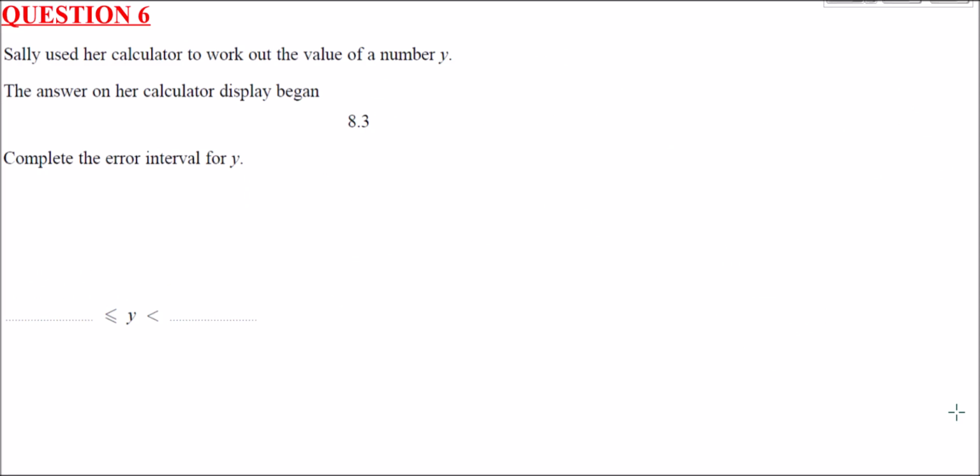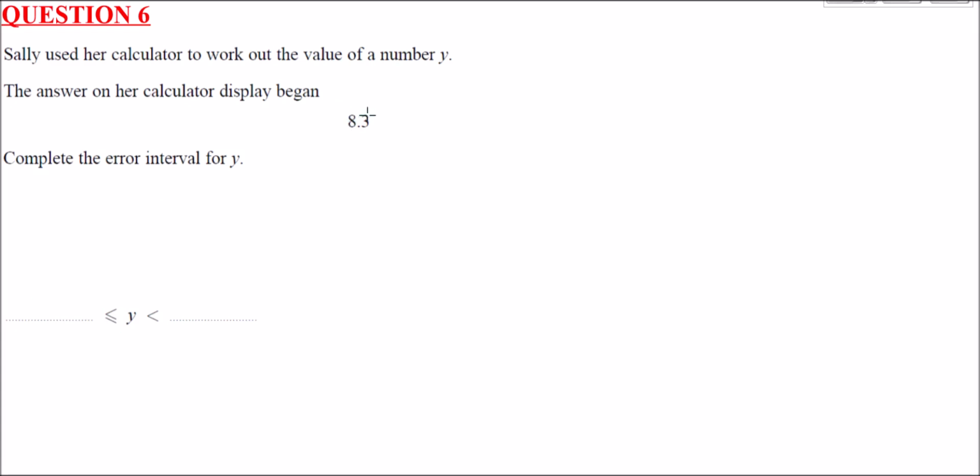Question 6 is about Sally's calculator. She used her calculator to work out the value of a number, let's call it y. The answer on her calculator display began at 8.3. We need to complete the error interval for y. All error interval means is the two values, a lower and a higher, in between which a number must lie. So here it's saying y is at least as a bare minimum and can be equal to some number here. Well, if a calculator begins 8.3, that's the smallest number it could possibly be.